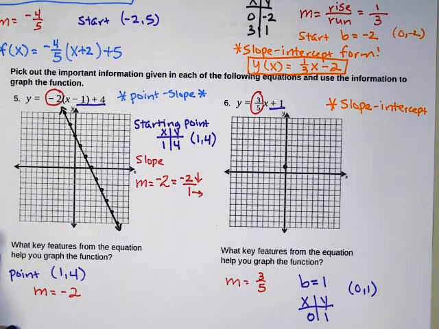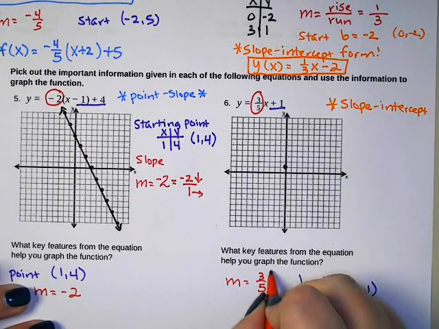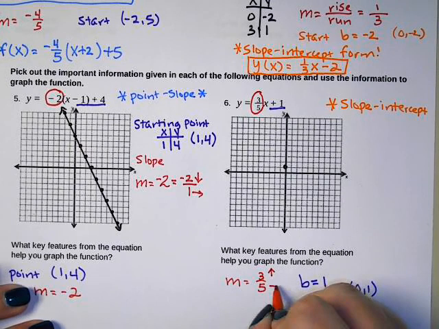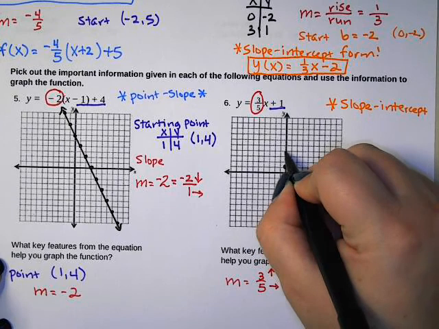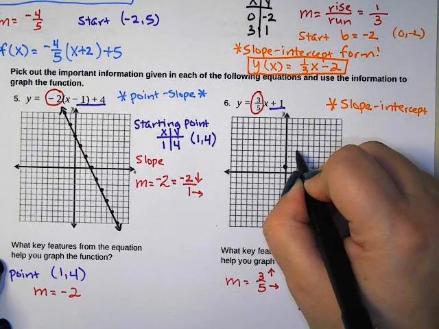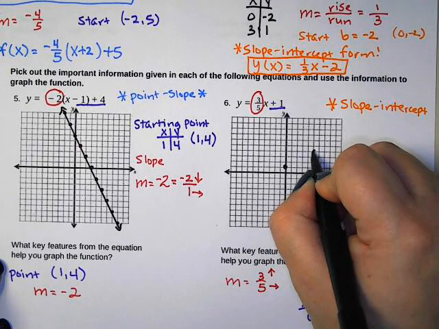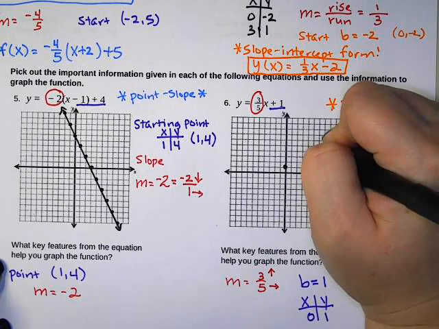And we have a slope of 3/5, which means, since they're both positive, we're going to go up and to the right. So up 3 and right 5. 1, 2, 3, 4, 5. And then up 3 and right 5.